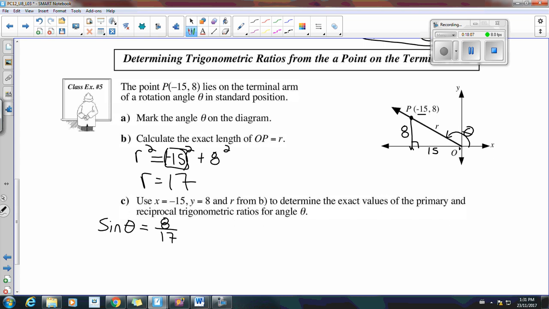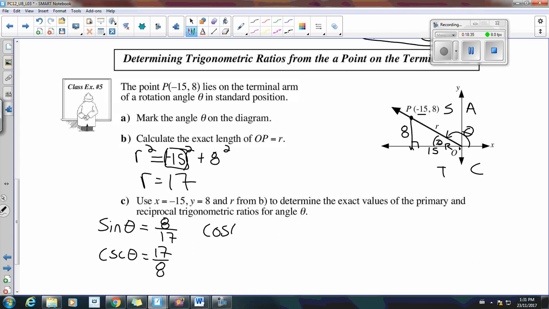Even though this is the angle we're working with, we can always refer to this as our reference angle here. That's what we just learned in the example above. We do need to watch our signs here. In this quadrant, sine is positive. So sine theta is 8 over 17. Cosecant is just the reciprocal of that, and it's also positive.